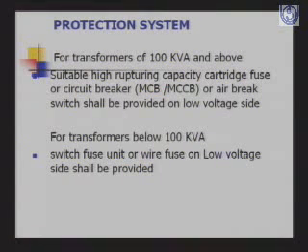For transformers of 100 kVA and above, a suitable high rupturing capacity cartridge fuse or circuit breaker, MCB or MCCB, or air brake switch should be provided on the low voltage side. For the high voltage side, a dropout expulsion fuse. For transformers below 100 kVA, a switch fuse unit or wire fuse should be provided.